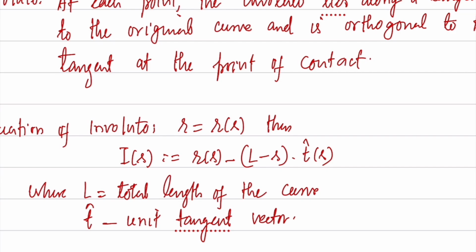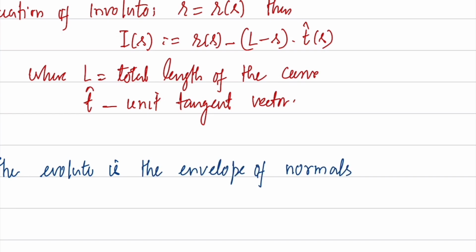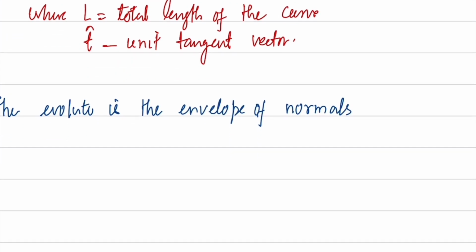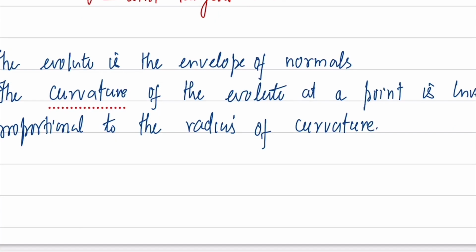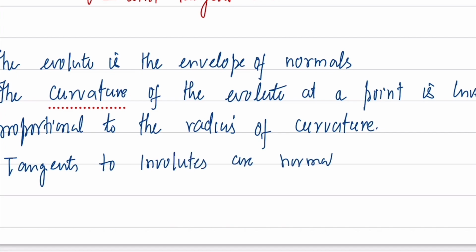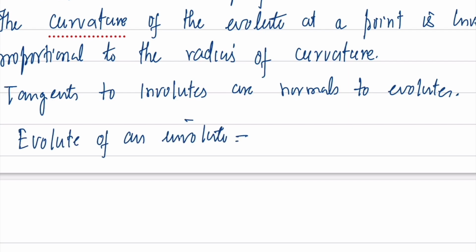Now here we mention certain properties. The first property: the involute is the envelope of normals. Second, the curvature of the involute at a point is inversely proportional to the radius of curvature. Similarly, tangents to the evolute are normals to the involute. And the next property: the involute of an involute gives the original curve.